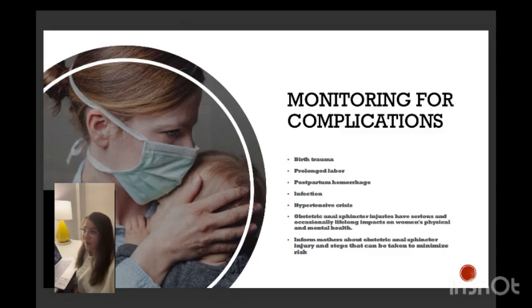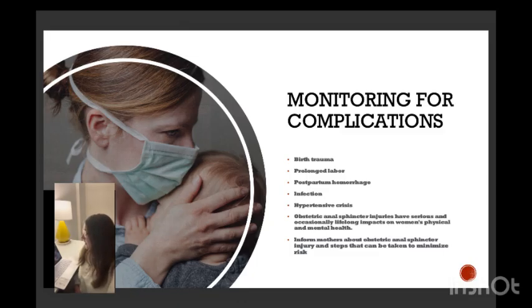Also, we need to assess for any edema, hematoma, and also about the baby. For example, if the baby has a cephalohematoma, we need to know that this is concerning, because the collection of blood on the baby's head can cause a loss of bilirubin, which is why we need to assess for jaundice and be ready if it happens.